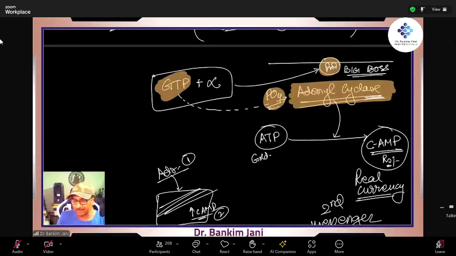So, adenyl cyclase, just understand that this is one protein. Adenyl cyclase is already there, but it is inactive. It gets activated by this phosphate, which is picked up from GTP. So when the GTP-alpha complex goes and attaches, adenyl cyclase becomes happy. It takes the money.